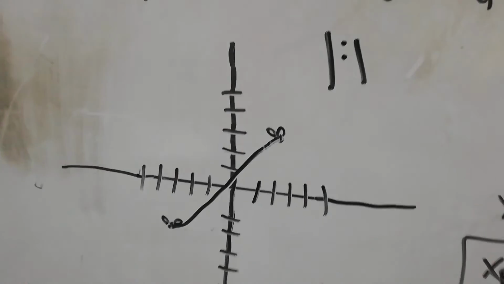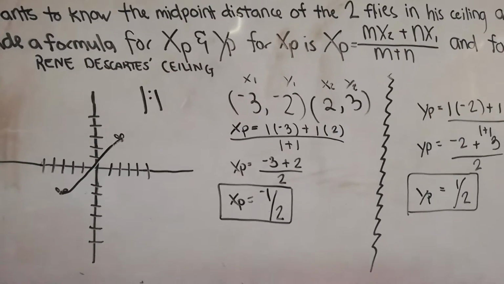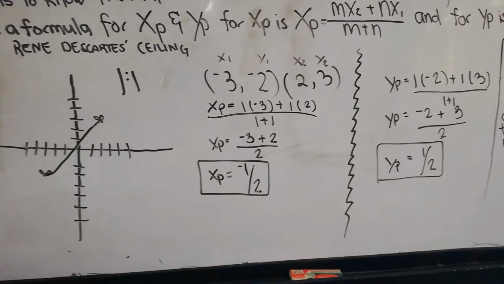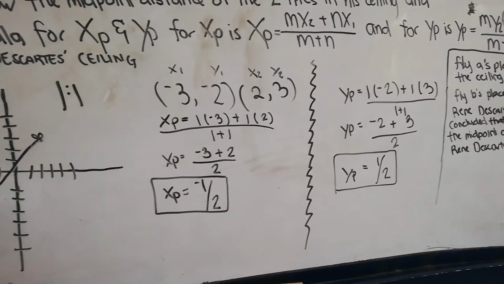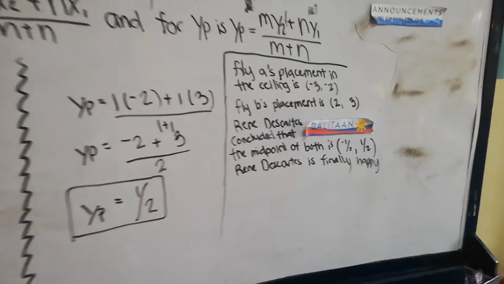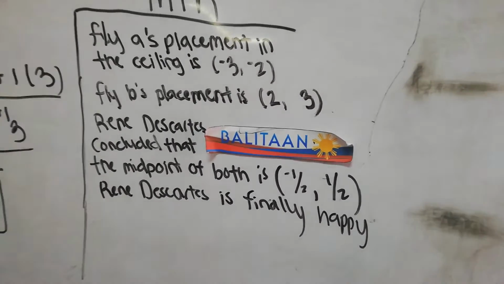And this is Rene Descartes' ceiling. This is a good example of using division of a line segment in real life situations. Rene Descartes is now finally happy because he knew the placement of both flies in his ceiling and concluded a midpoint for them.